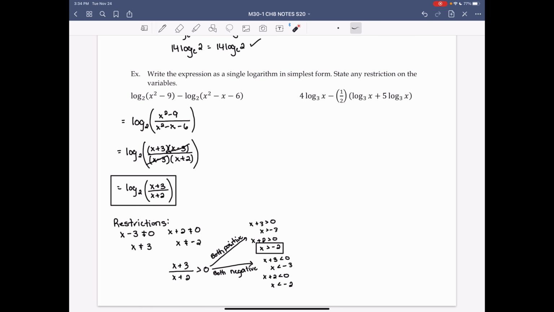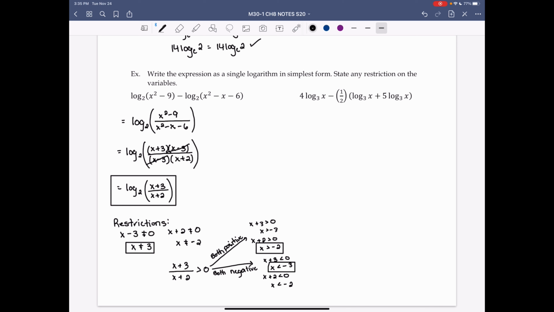Then for the less than restrictions, x less than negative 3 and x less than negative 2, which one of those includes the other one? If x is less than negative 3, then it is definitely less than negative 2 as well. So for the less than restriction, we have x less than negative 3. And then we also have that x cannot equal positive 3, which is not taken care of by our other restrictions, so we have to include that too.